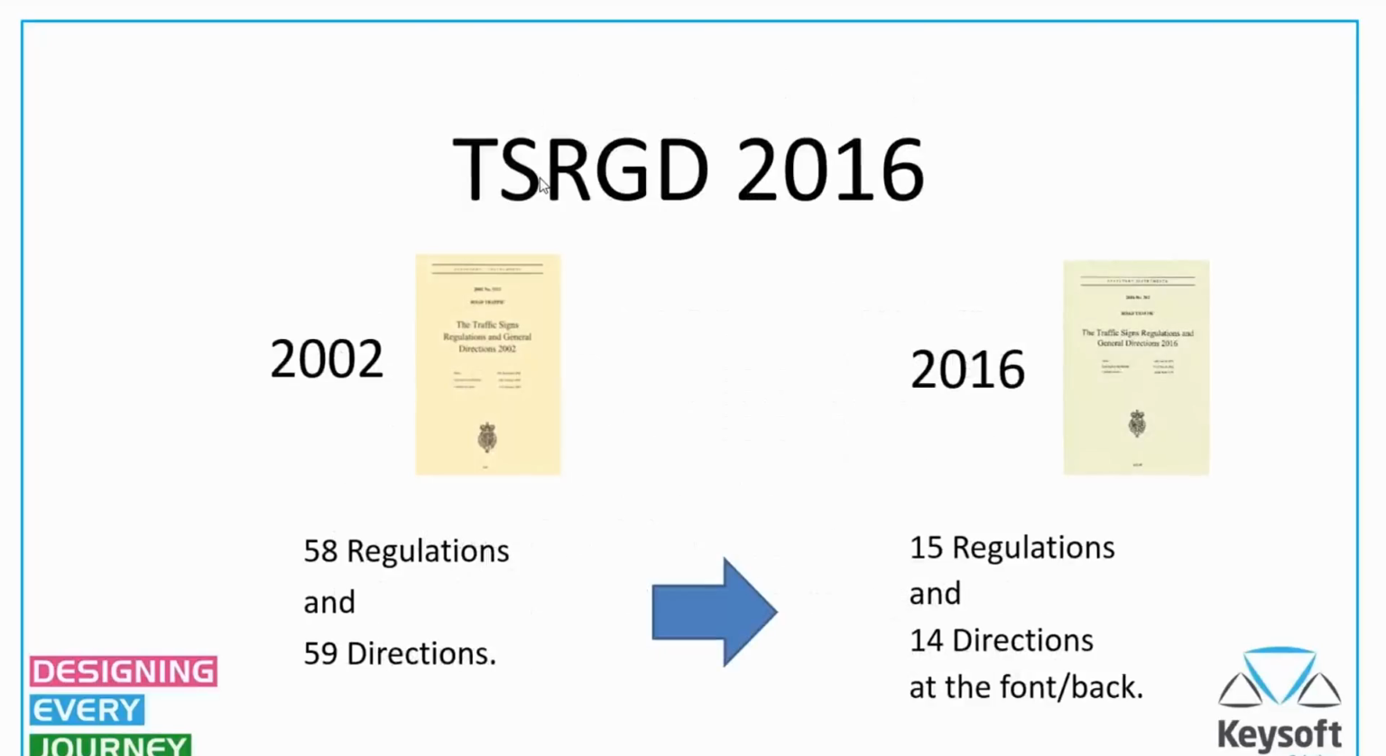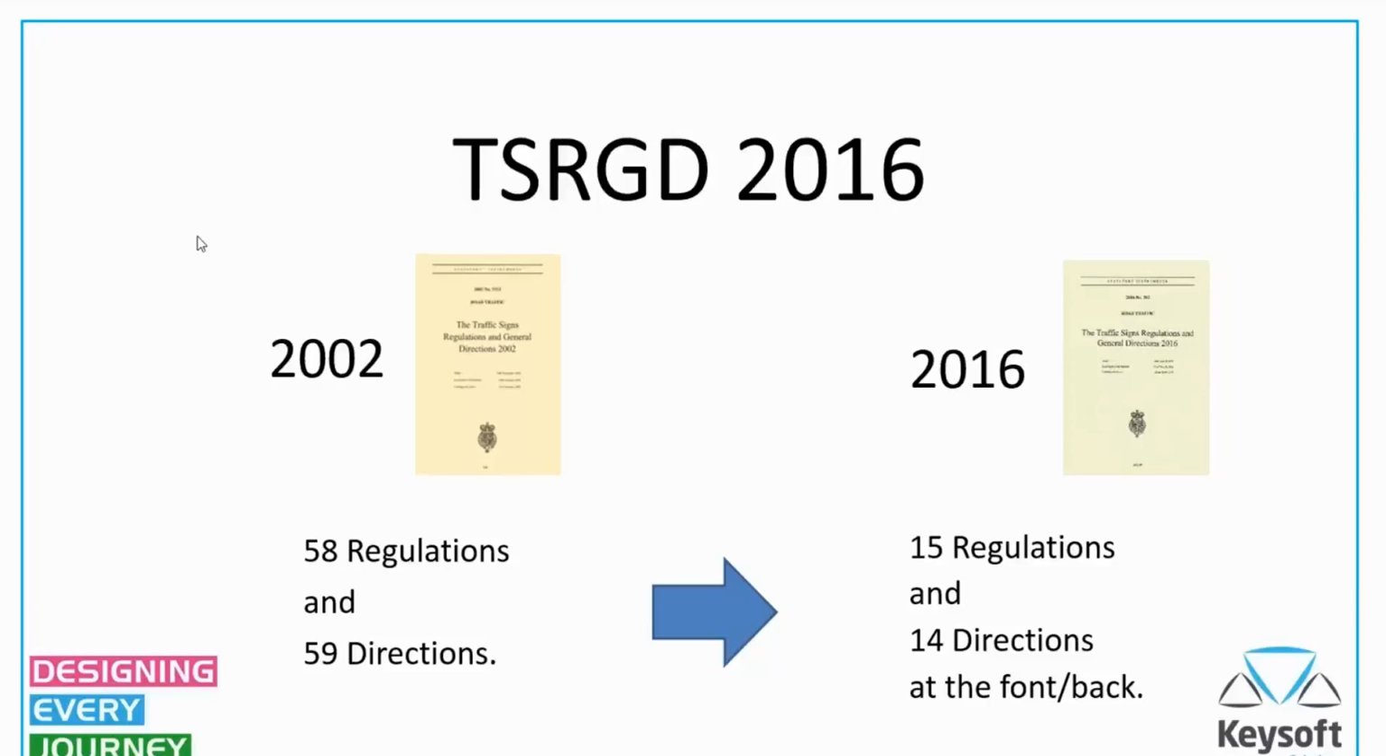So we've all been looking at bits of TSRGD 2016, and one of the main things that I noticed when I opened it was a huge reduction in the number of regulations and directions. In 2002, there's 58 regulations at the beginning and 59 directions at the back. But when we look at the 2016, there's only 15 regulations at the front and 14 directions at the back. And I do know, obviously, they wanted to simplify things, but I was quite shocked at that. I thought that was a bit of an oversimplification.